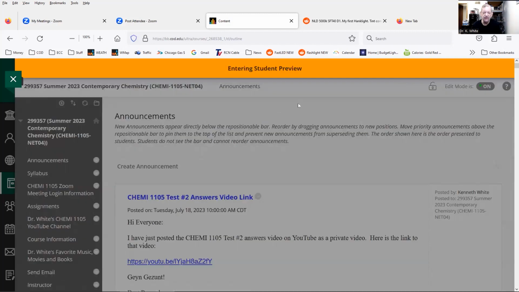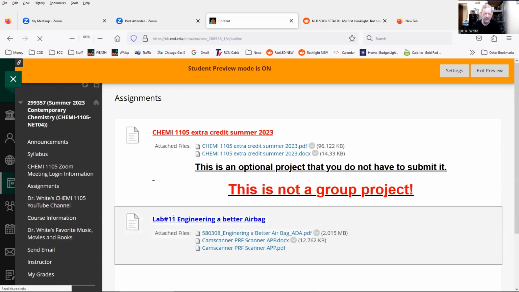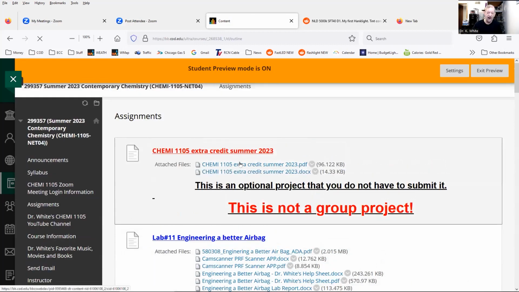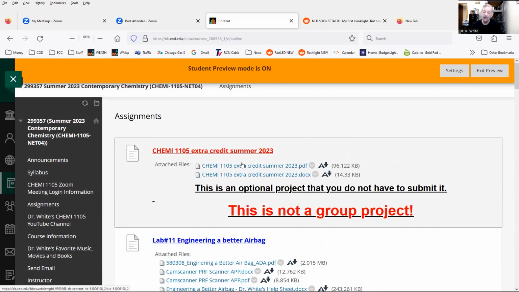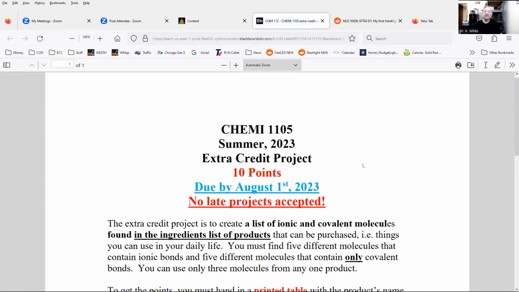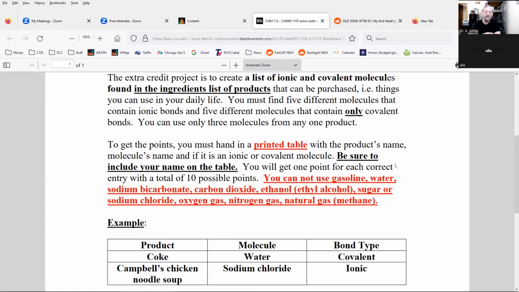Let me go to student view. If you go to the assignment area, you'll see Chem 1105 extra credit for summer 2023. Let's open one of those. And this is 10 big points. How do you get 10 big points? You do this project.